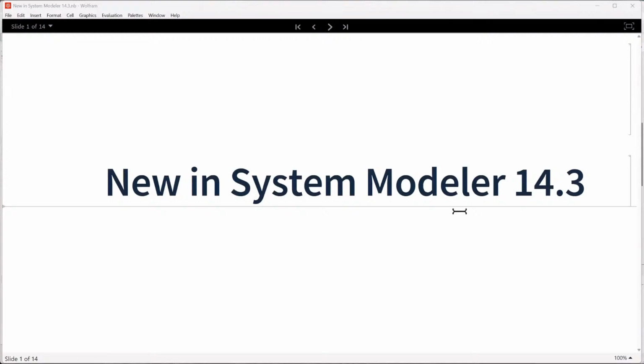Hello everyone, and thank you for joining. Today, I'll be taking you through what's new in System Modeler 14.3. You're already familiar with Wolfram Language as a platform for data analysis, visualization, and computation. But what if we could extend that same power into engineering systems, like solar PV plants, electric vehicles, or building HVAC systems? That's exactly the role of System Modeler. I'm Ankit from the Wolfram System Modeler team, and I will walk you through some of the new possibilities.